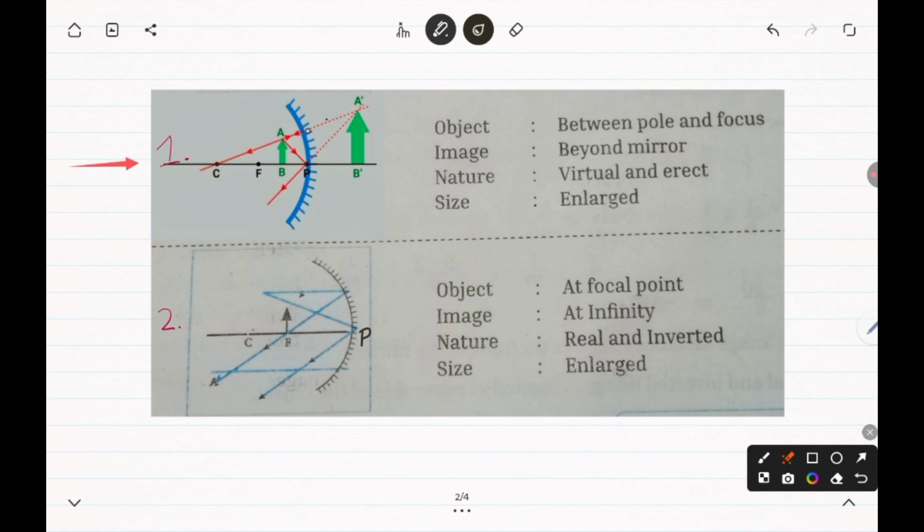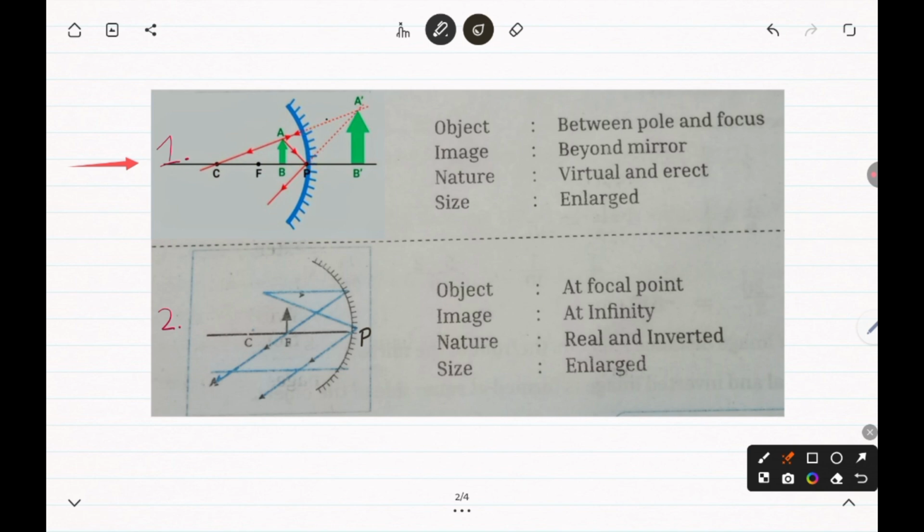So the first ray is this, and the second ray will come from right here, reflect at pole and go by making the same angle from where it came. If a ray comes and reflects from pole, it will make the same angle as the incident ray. As you can see guys here, the rays are going on completely separate paths, which means they can never intersect. So we have to extend the rays behind the mirror like this.